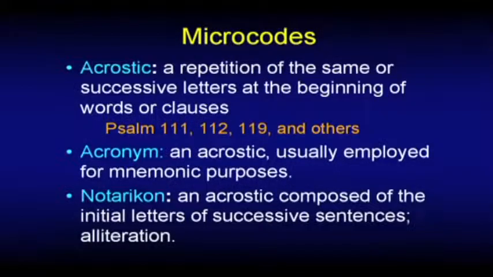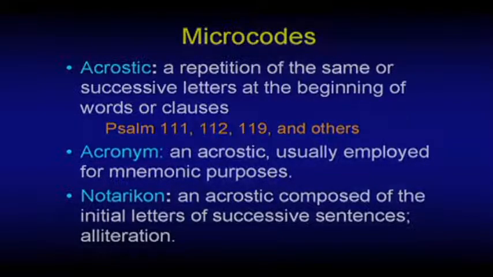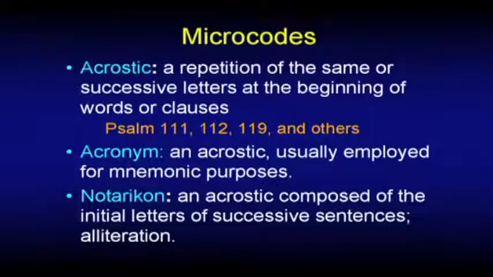But the microcodes. First of all, there's a thing called an acrostic. What is an acrostic? It's a repetition of the same or successive letters at the beginning of words or clauses. Psalm 111, Psalm 112. The most well-known one is the longest psalm in the Bible, Psalm 119. It consists of 22 stanzas, 8 lines each, but each line starts with a successive letter of the alphabet. And it's just designed that way, and it's well known for that reason. Now, there is a thing called an acronym. That's an acrostic, but it's usually one used for mnemonic purposes, and I'll explain that in a minute. It's a special type of acrostic.